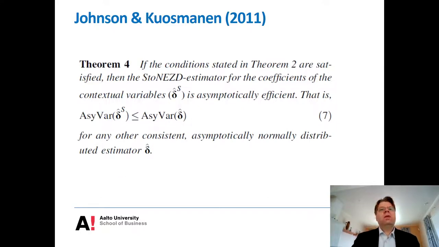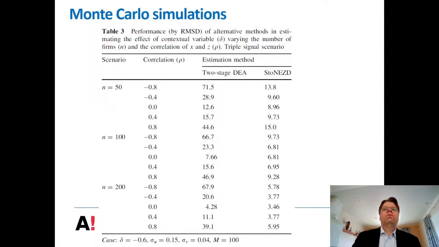We also show that the estimator is asymptotically efficient. So if there's any other consistent, asymptotically normally distributed estimator, we can show that our one-stage estimator has a lower variance than any other similar estimator. So in that sense, this has the lowest variance that we can have. So in any Monte Carlo simulations, we would expect our estimator to beat any competitor. We have already shown it in theory. So we also demonstrated it with the Monte Carlo simulation.